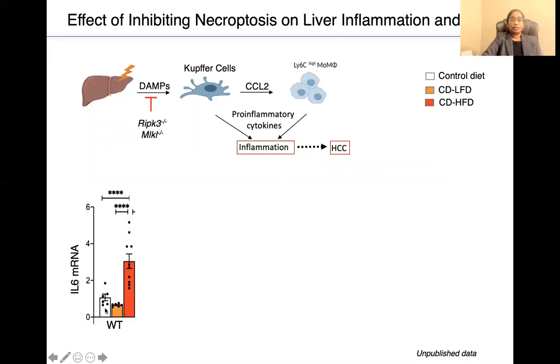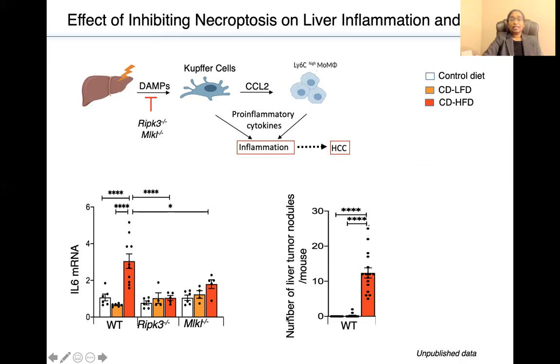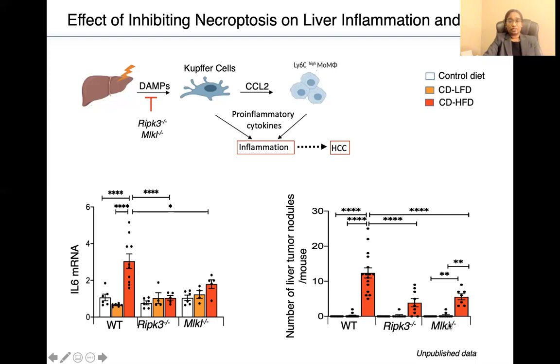So this is the data showing the transcript levels of IL-6, which is one of the well-known inflammatory cytokines driving liver cancer. We can see here that in the wild-type mice fed with choline-deficient high-fat diet, there is a significant increase in IL-6. And in the RIPK3 knockout mice and MLKL knockout mice, where necroptosis is blocked, the expression of IL-6 is significantly reduced. Similarly, and consistent with the transcript levels of IL-6, we found that the liver tumor incidence is increased in wild-type mice fed a choline-deficient high-fat diet. However, the liver cancer is reduced in RIPK3 and MLKL knockout mice where necroptosis is blocked.